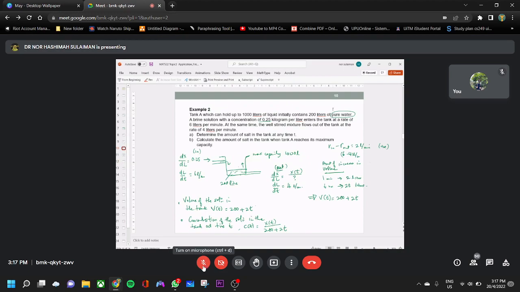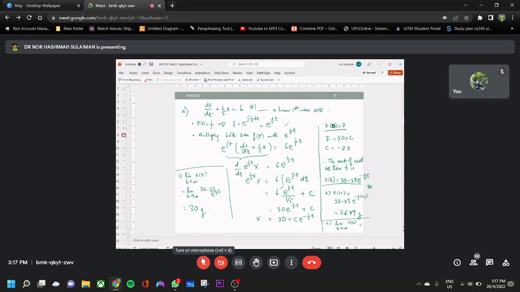Not yet. Cuba tengok. Okay, initially contains 200 liters of pure water. Initially, the amount of the solution in the tank is pure water. So what can you say about the initial amount of salt that is present in the tank? 0. Yes. So meaning that in mathematical form you can write the information as x naught equals to 0.